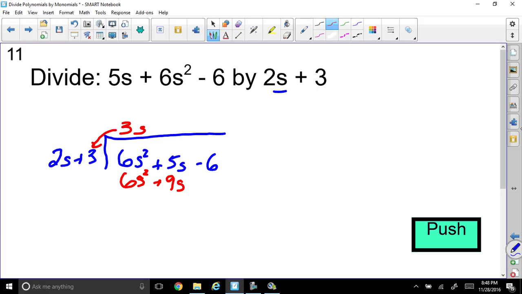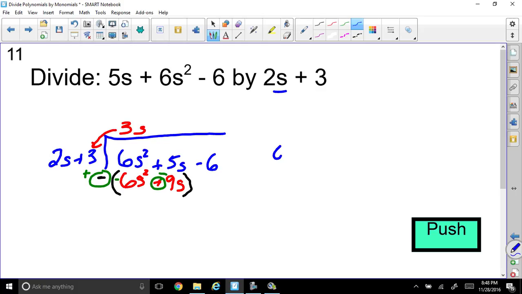And let's subtract. But remember, no such thing as subtraction. It's adding the additive inverse. So we have to add the opposite of all the stuff in the parentheses. So this 6s squared becomes a negative. This plus 9s becomes a negative. And so I'll rewrite it on the side here.